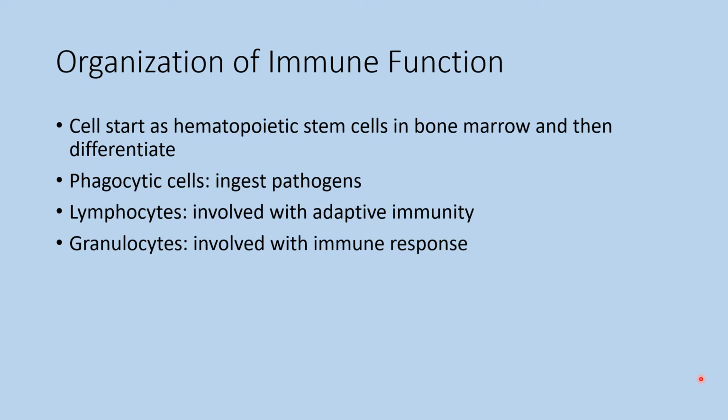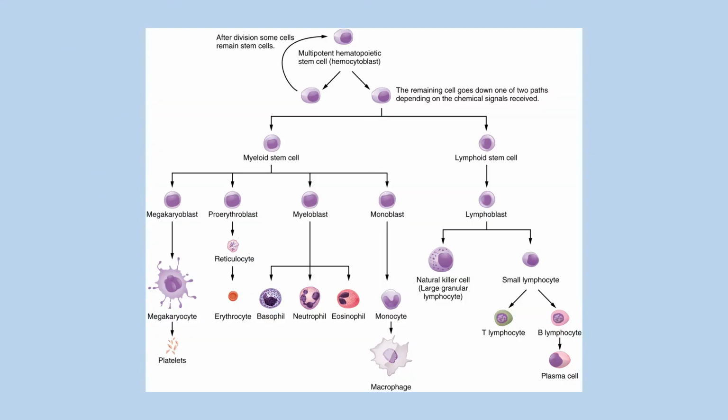So how does the immune system function? How does it work? Well, the cells are going to start as the hemopoietic stem cells in the bone marrow, and then they will differentiate. Some of the different types of cells, you have phagocytic cells. They ingest pathogens. They carry out phagocytosis. Lymphocytes, they will be involved with the adaptive immunity. That's going to be your B cells and your T cells. And then granulocytes, these are involved with the immune responses as well.